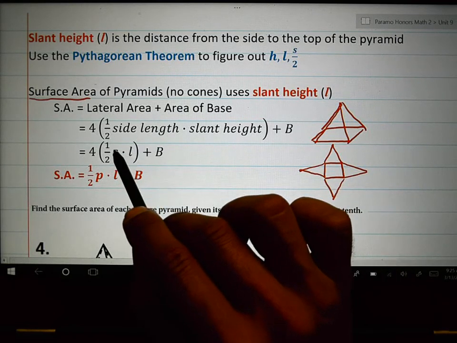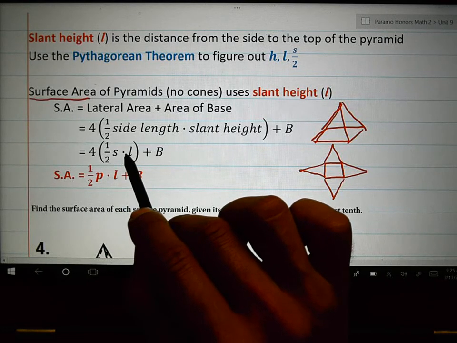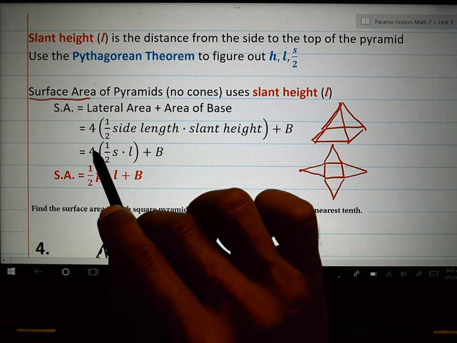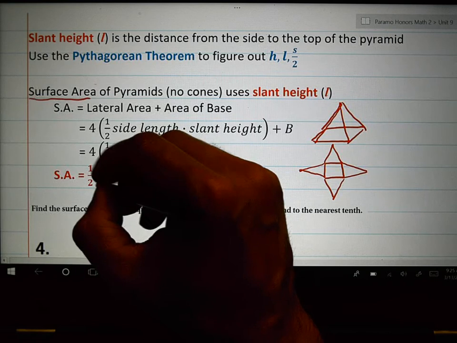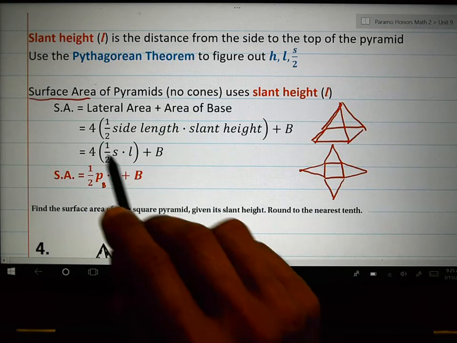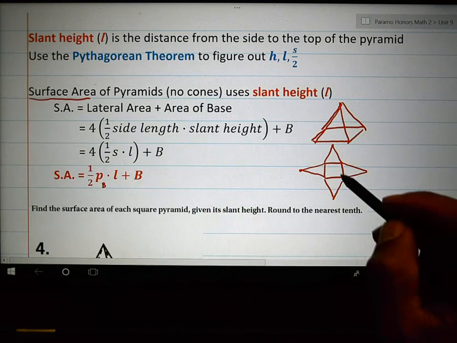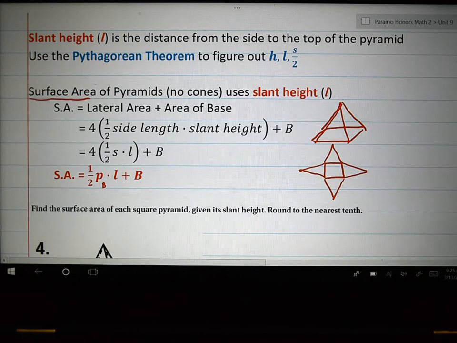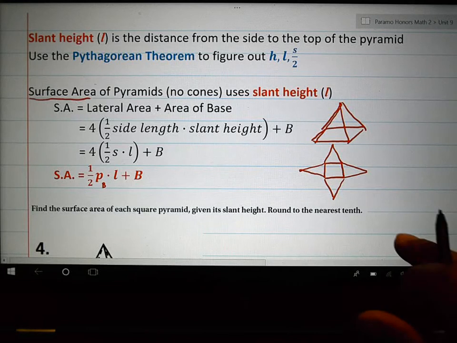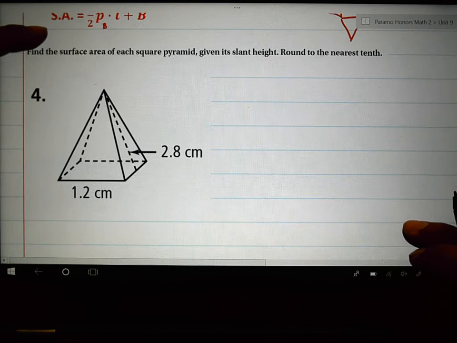Now, our textbook simplifies this problem. Instead of doing 1/2 S, the side length, times the slant height, our textbook says 4 times S is the same thing as the perimeter of the base. So instead of doing 4S, they simplify that to being the perimeter. That might help you. It's a little bit easier, so I wrote down what our textbook has, which is 1/2 P times the slant height plus the area of the base. Now, with that being said, the rest are examples. If you would like to do these with me in your packet, you're welcome to do so.